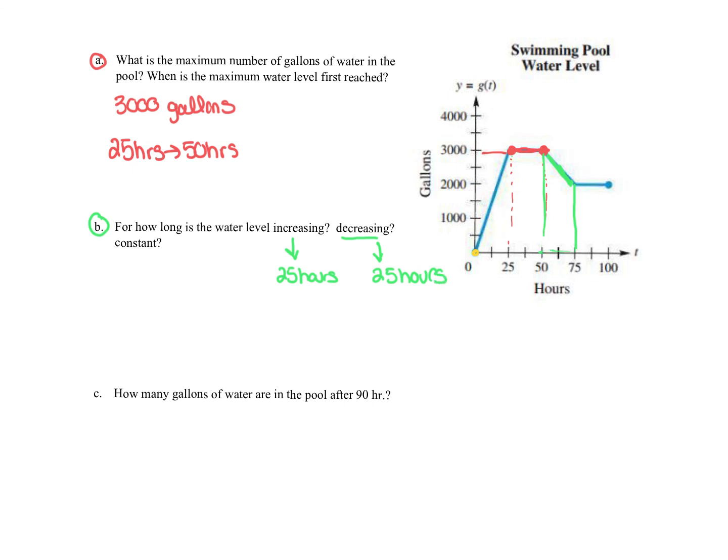Again, I'm going to erase my green really quick so I can draw with green again. And then it says, and constant. So this length here is constant, which we know is from 25 to 50 hours. We did that in part A. So constant, the first piece is 25 hours. But that's the only piece of being constant I have. I also have another piece down here from 75 to 100, which is another 25 hours. So if I do that together, it's a total of 50 hours of being constant.